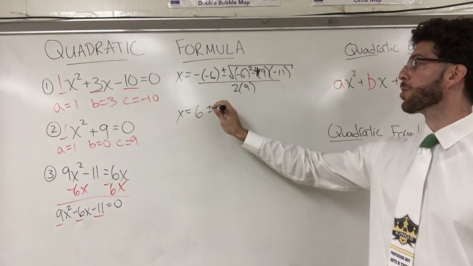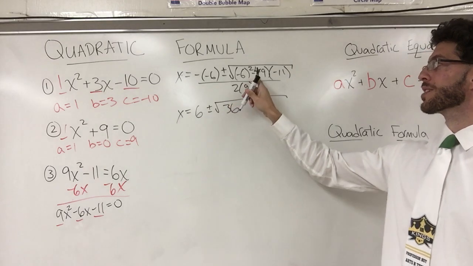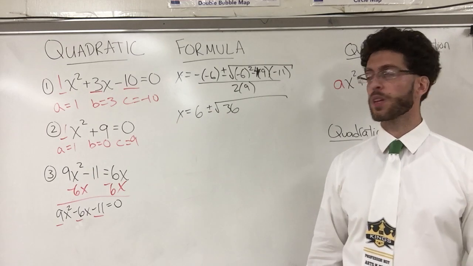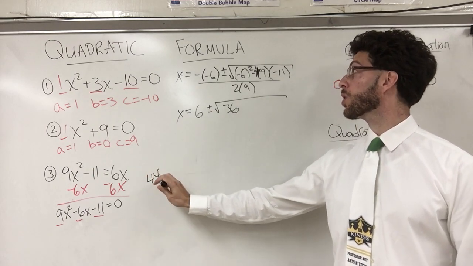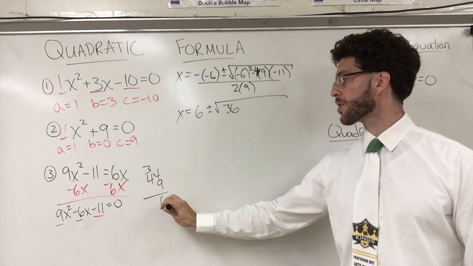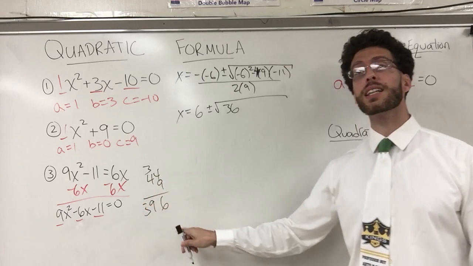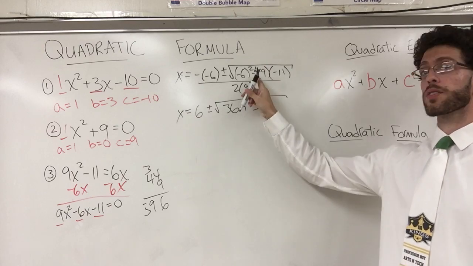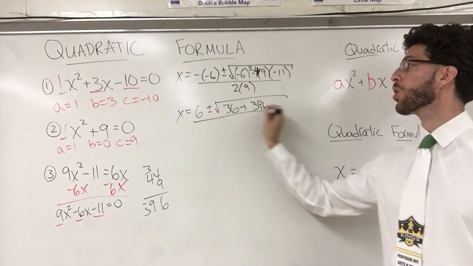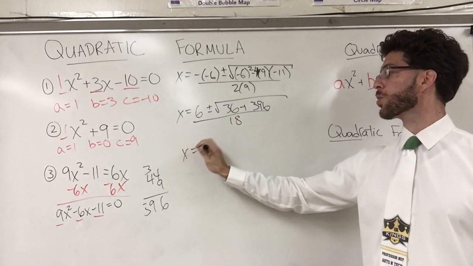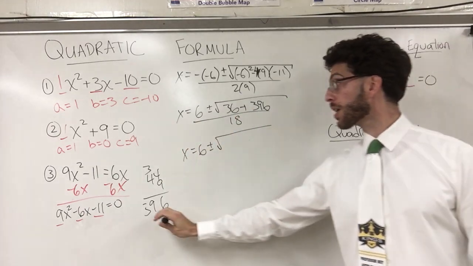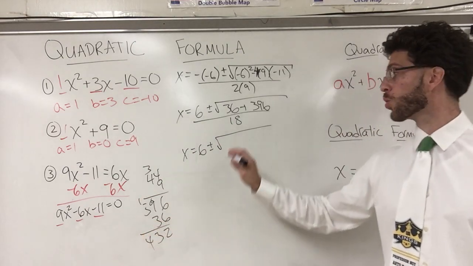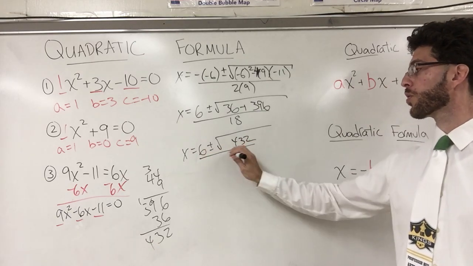We said that was positive 6 plus or minus the square root of 36. Negative 4 times 11 is 44 times 9. What is that? 36, another 36, 39. 396. And this time it's positive because negative times negative is positive. All over 18. X equals 6 plus or minus the square root of 396 plus 36, which is 432. 432 all over 18.